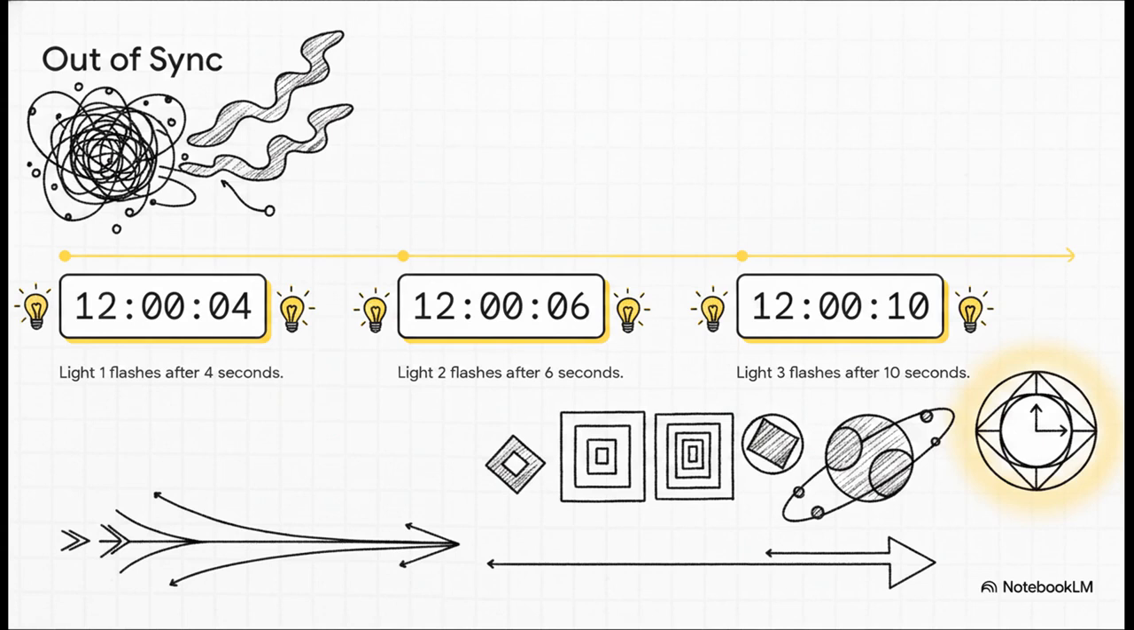Without math, you are just staring at chaos. Literally seconds after noon, they're totally out of sync. 4 seconds in, light 1 goes off. 2 seconds later, light 2. 4 seconds after that, light 3. They are operating on entirely different rhythms. We desperately need a mathematical tool to predict when these chaotic rhythms will finally converge again.